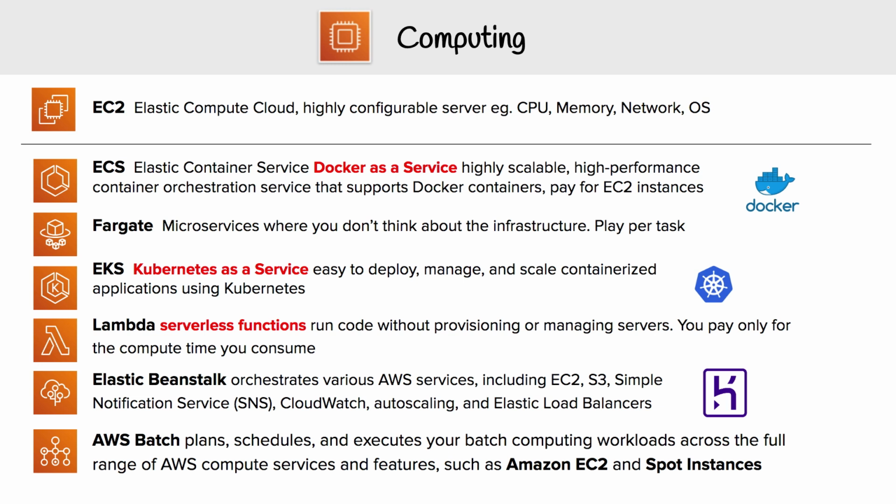Moving on to AWS Batch. So AWS Batch, as the name implies, is for batch processing. So you can plan, schedule, and execute your batch computing workloads across the full range of AWS compute services and features. And so what it's doing is it's just launching EC2 instances for you using spot pricing so that you can save a lot of money. So there you go. That is all the computing services you need to know.